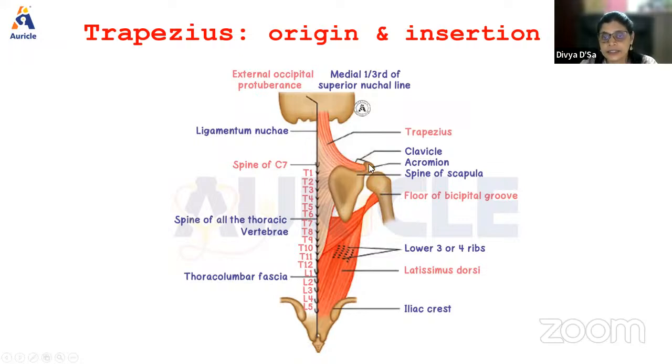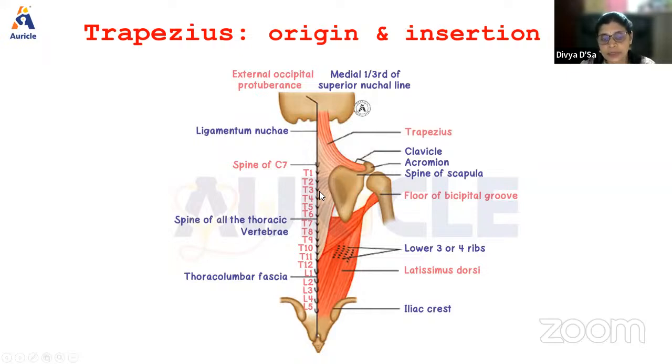It is inserted to the lateral aspect of the clavicle, then to the acromial process and to the spine of the scapula. The middle fibers come from the spines from C7 up to T1, T2, and they get inserted into the spine of the scapula.